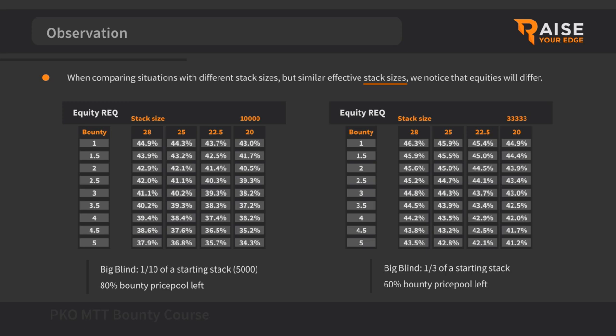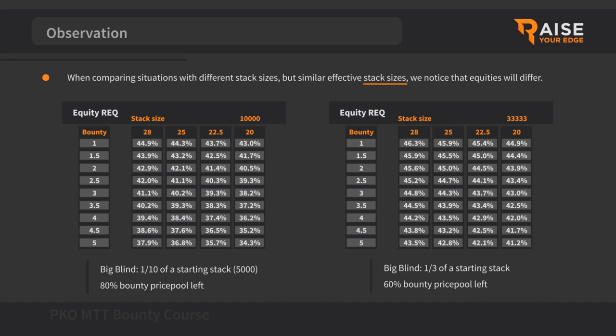So for example, take the 25 big blind open jam and 3 starting bounties. In the case where this is 2.5 starting stacks, you need 40.2% to call off the all-in. And in the case where you have 25 big blinds and the blinds are actually way bigger, so this is a bit over 8 starting stacks, so 8.33 starting stacks to be exact, you need in the same situation 44.3%. So this is the difference of 4% equity, and this is actually a lot. So this is the first observation.